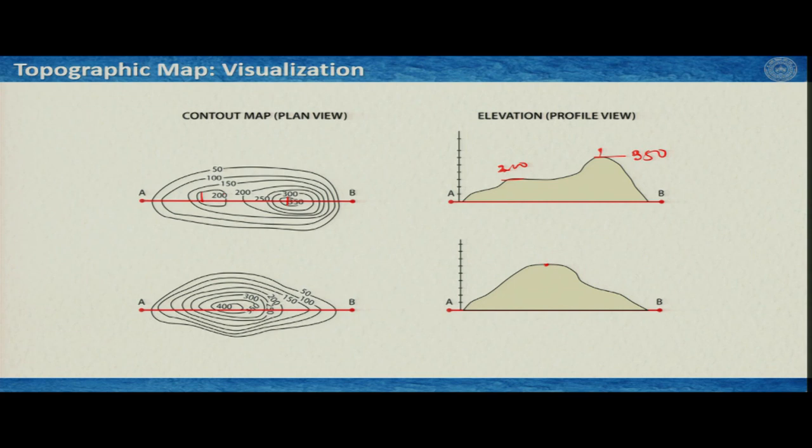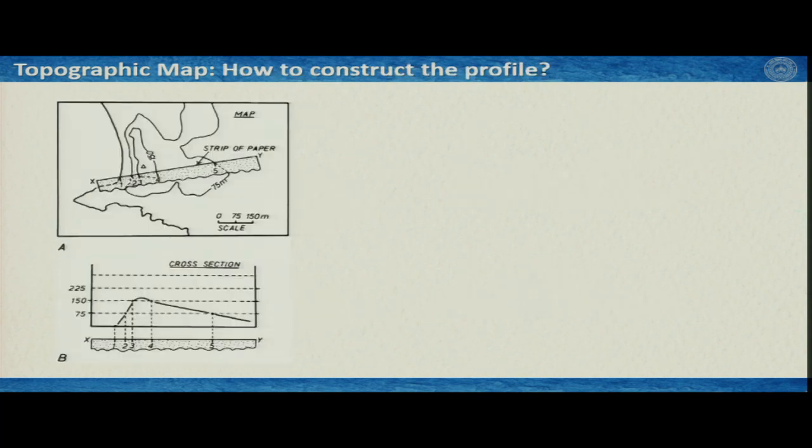We will see in one of the next slides how to construct this elevation profile from these contour maps. We will have a lab demonstration on this, but I explain briefly. Whenever you see a topographic map and you have to draw the profile, the first thing you have to decide is which section you would like to draw the profile from. For example, here the profile should be drawn along this line. So this is X and this is Y.